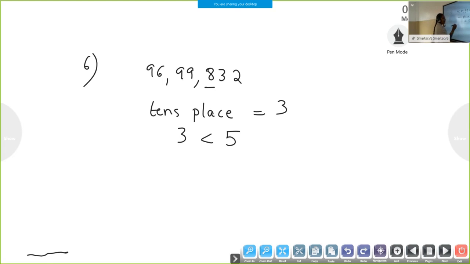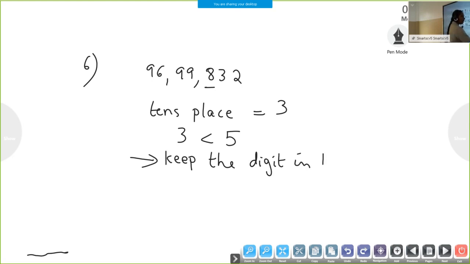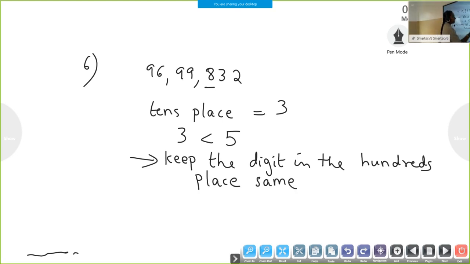This 3 is less than 5, then what is the first step? In the other two cases we add 1 to the hundreds place, but here keep the digit in the hundreds place the same. We underline that, because we are rounding to the hundreds place. No need to change the digit in the hundreds place. So we have 96,998.